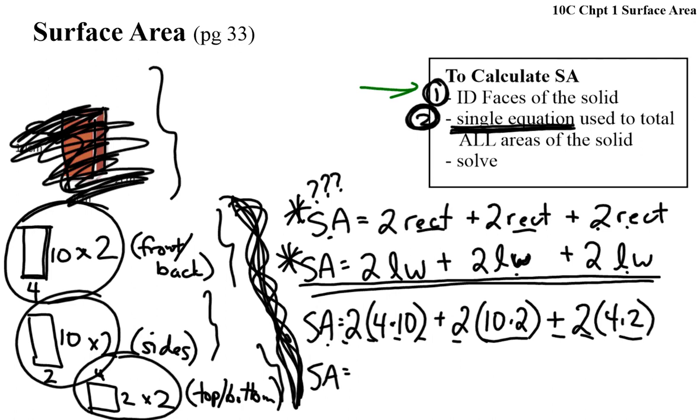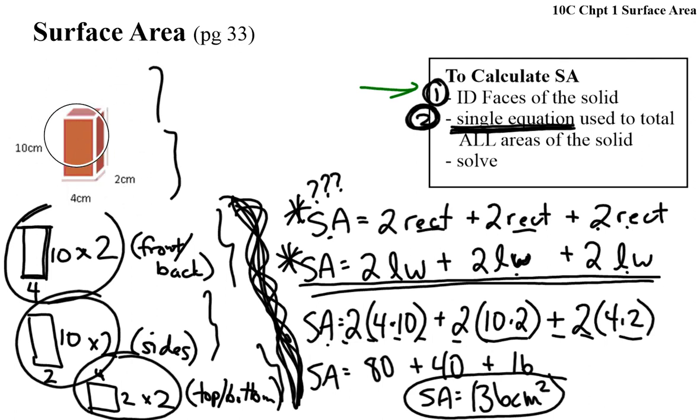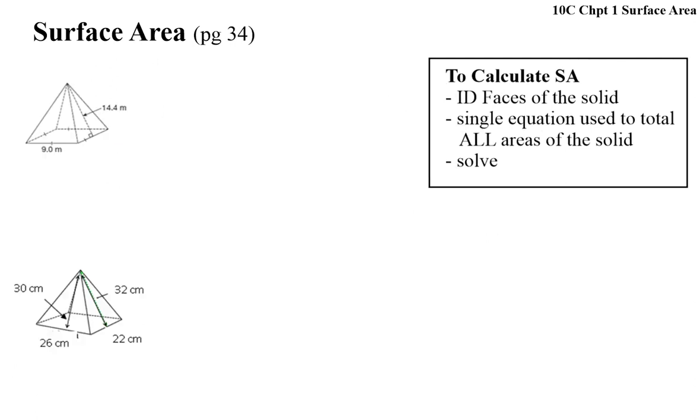What does that give me? Well, 4 times 10 times 2 is 80. 2 times 10 is 20, twice is 40, and 4 by 2 is 8, twice is 16. So we get a surface area of 136 centimeters squared. And there we go with the surface area. The exposed surface, how much space would need to be painted? 136 centimeters squared. Identify the shapes, single equation you can substitute into, and then solve.